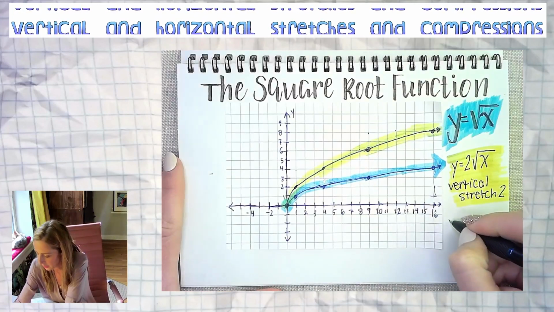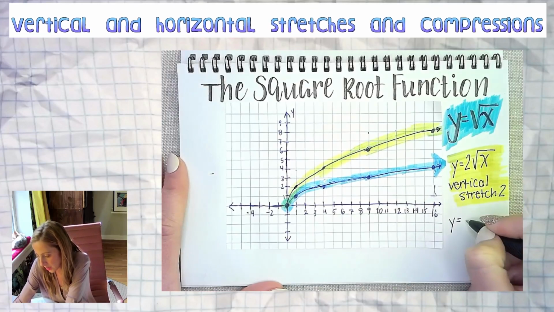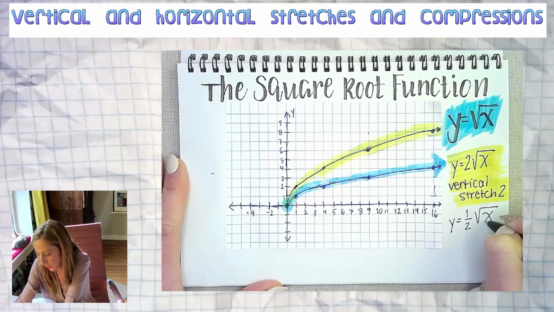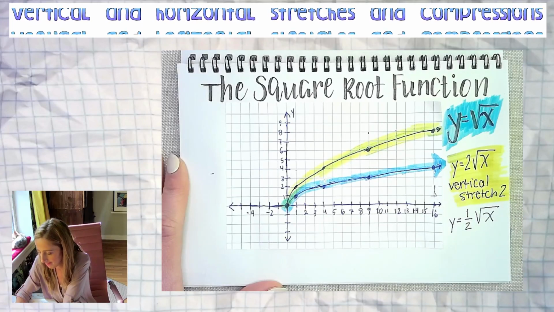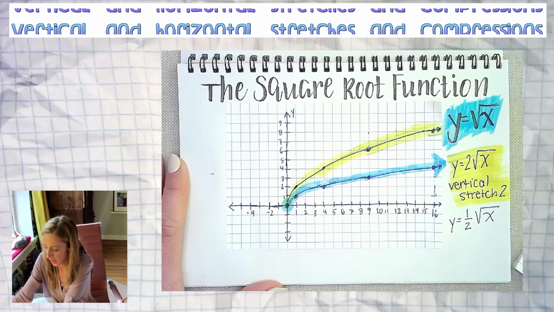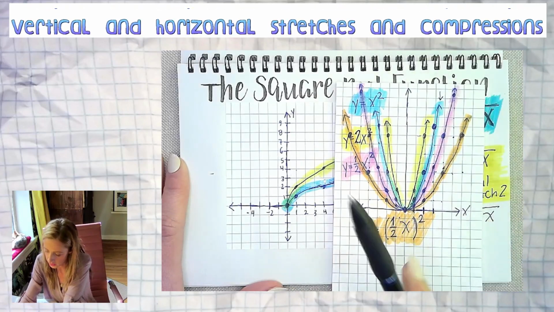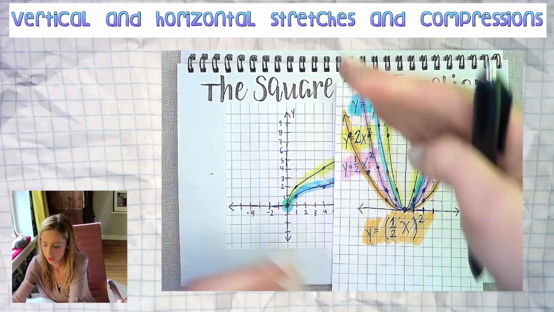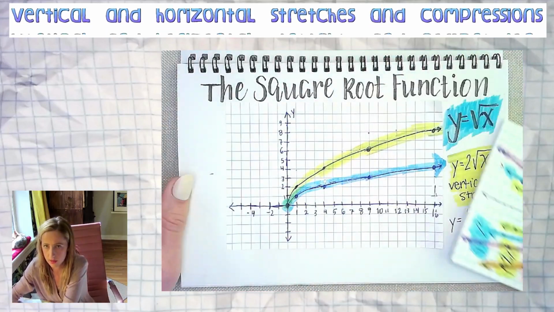All right, next, y equals, what if it were 1/2 in front? 1/2 square root x, like this. That was a 1/2 right here. If I did that one out front, it would be like this one, pink. That was a vertical compression. So it squeezes it down like this. So I'm going to do the same thing.